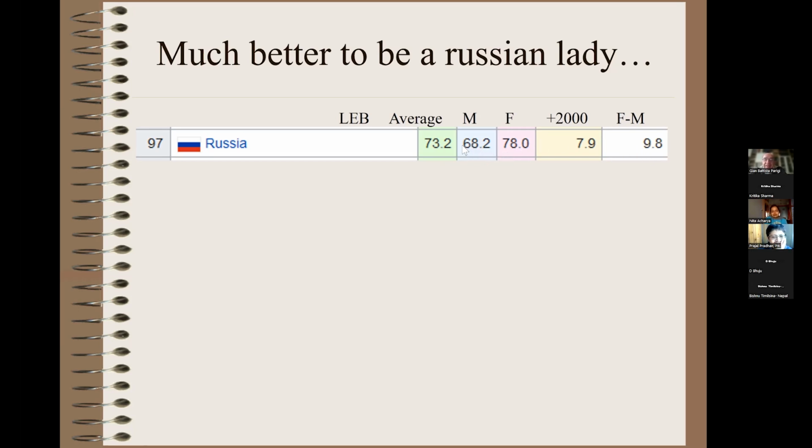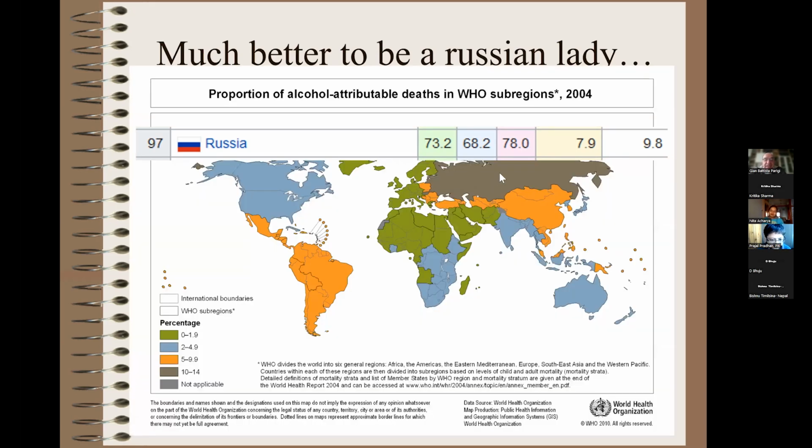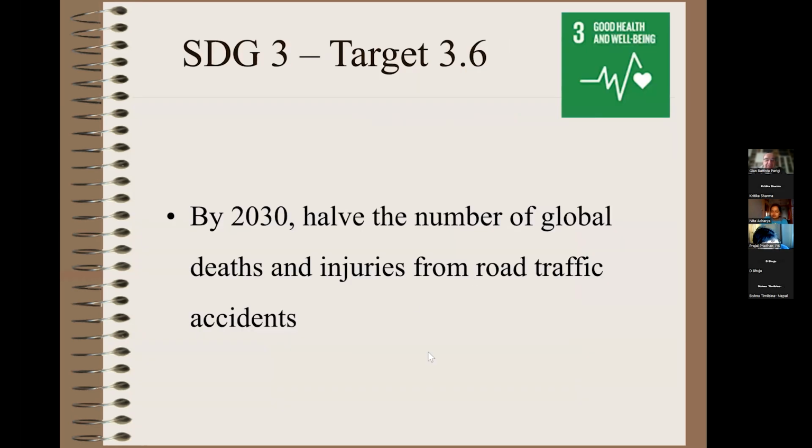Why do Russian men die 10 years before Russian women? This has nothing to do with the war in Ukraine, of course. The main problem is vodka, because the consumption of alcohol in this country is extremely high. And as you see here, this is the proportion of alcohol attributable deaths, and this is the highest situation in the world. In Islamic countries where alcohol is prohibited, the situation is much better.